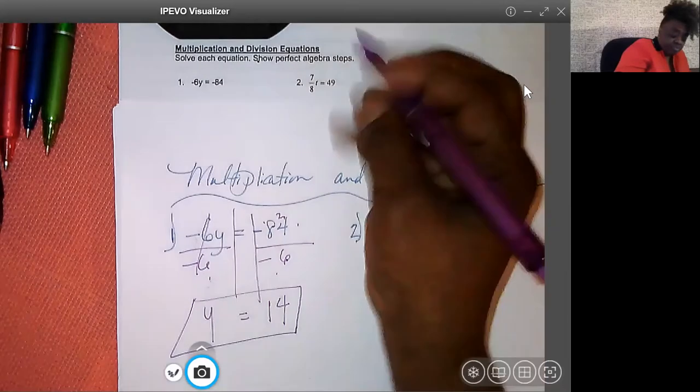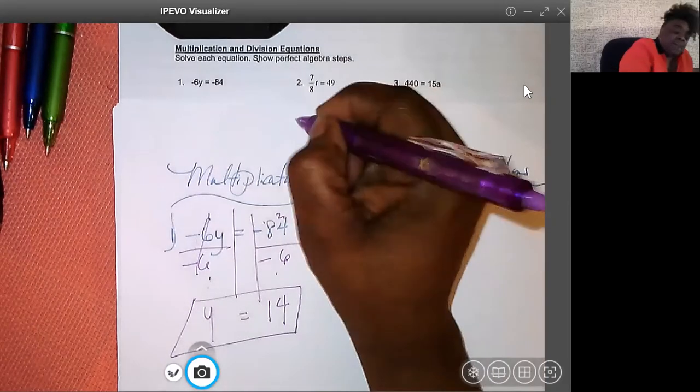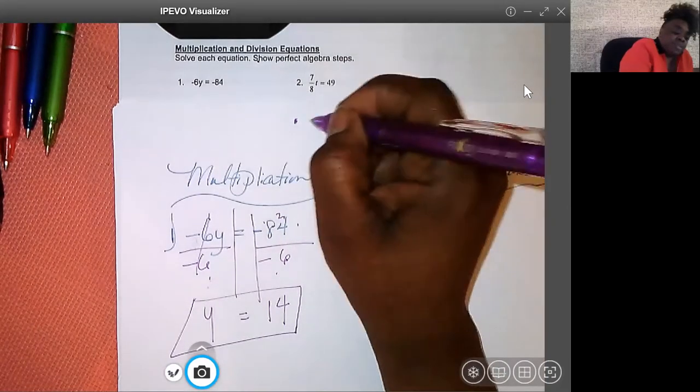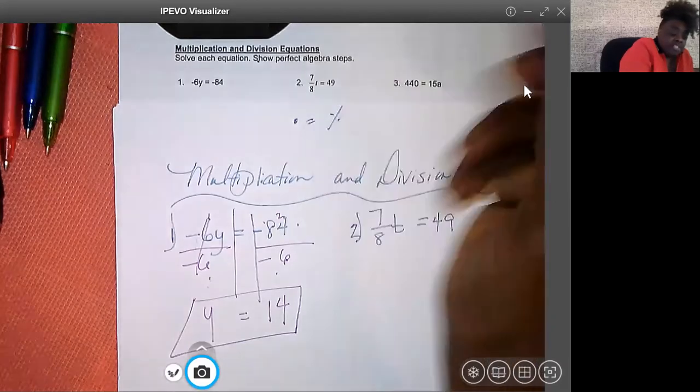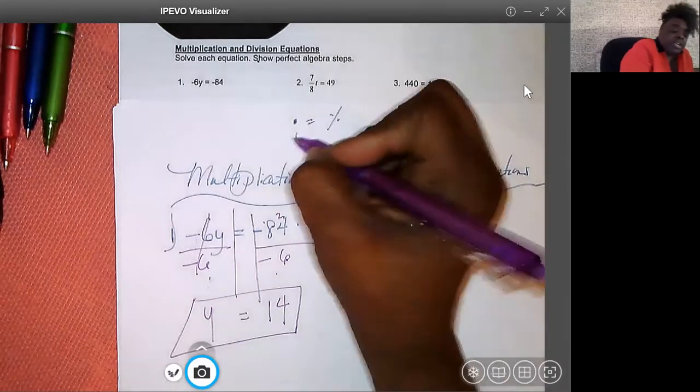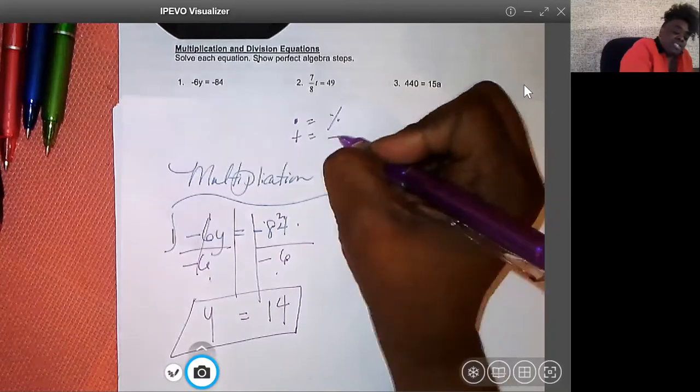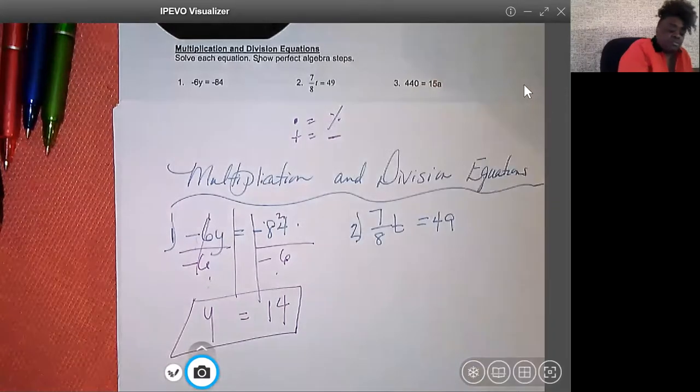So we said the opposite of multiplication is division, and then the opposite of addition is subtraction. So just want to put those up there just to keep those there.